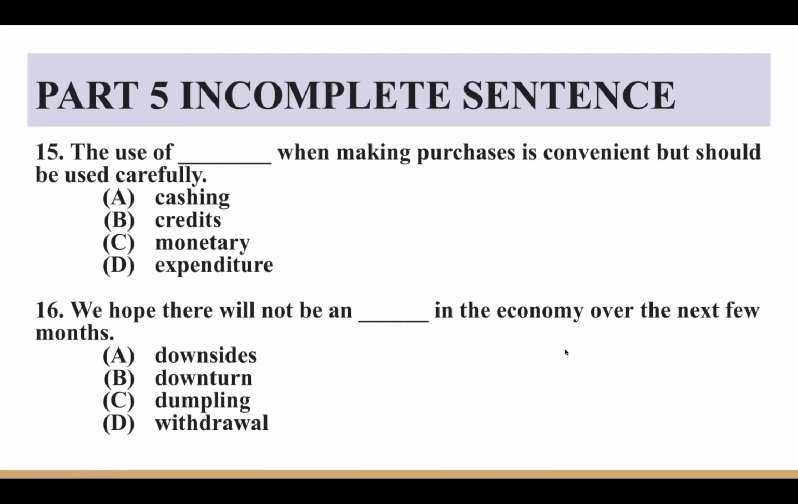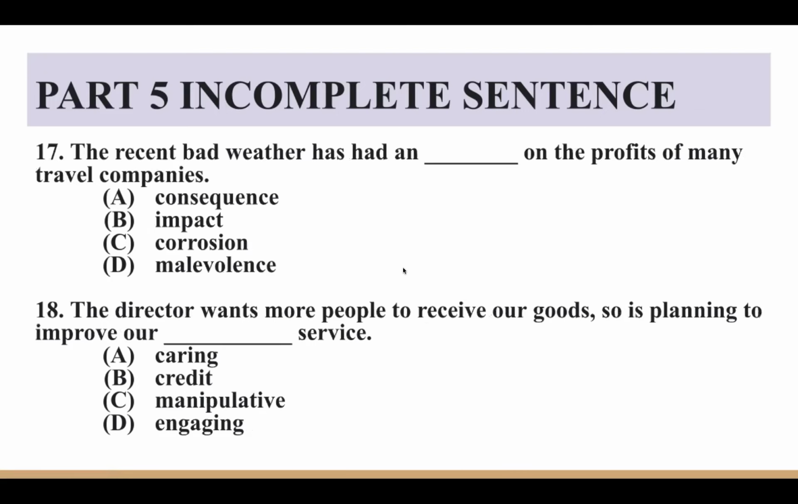Answer B. There will be quite a lot of B's. Question 17: the recent bad weather has had an on the profits of many travel companies: consequent, impact, corrosion, and malevolence. It must be impact, right? Impact, B. Okay, good.